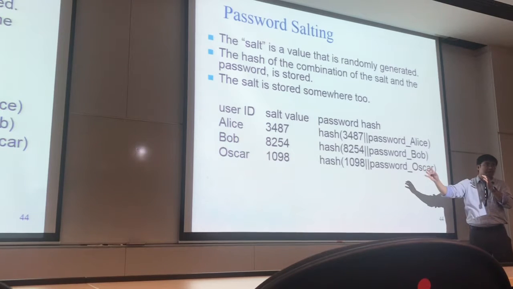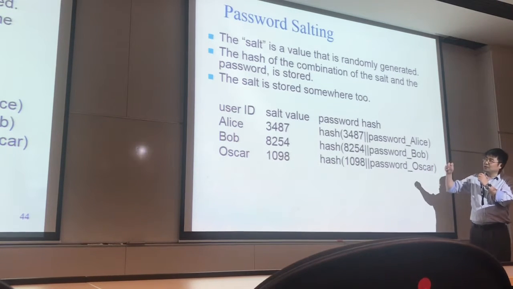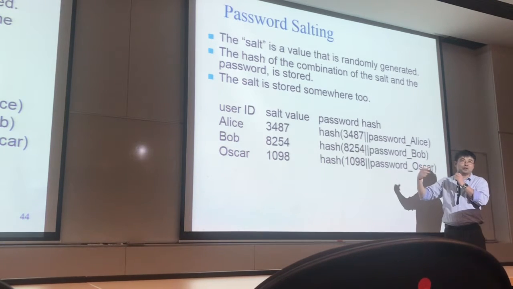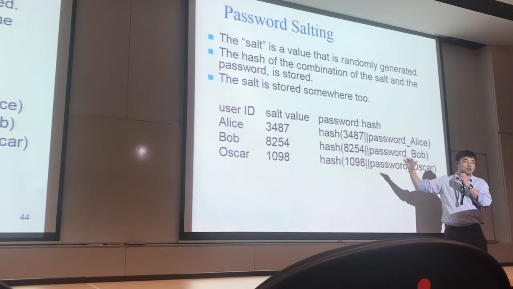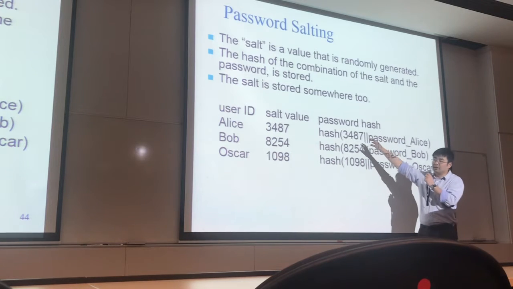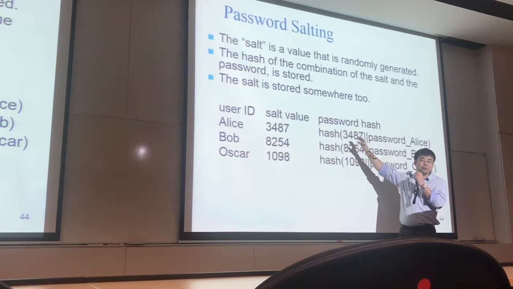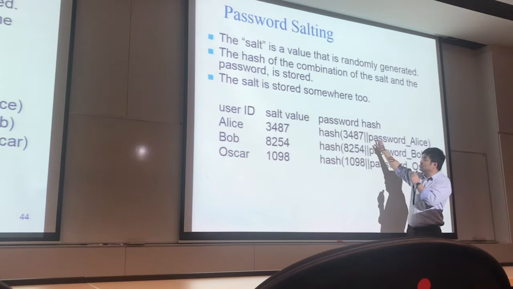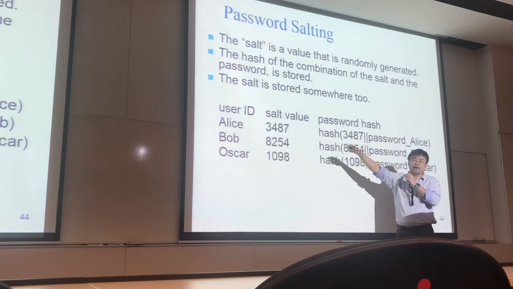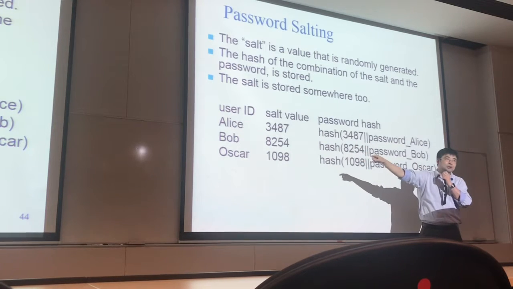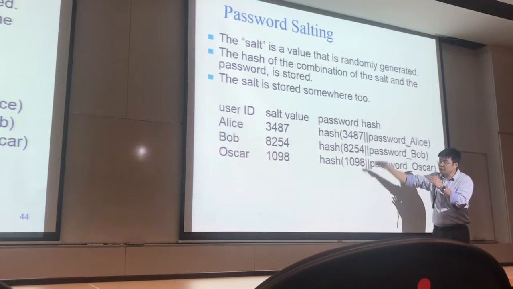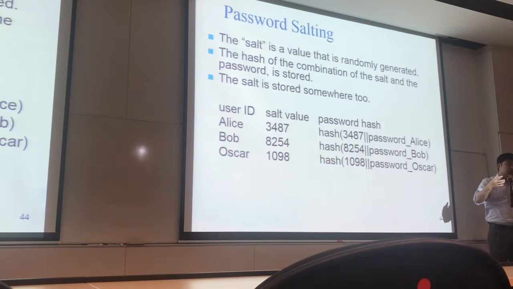But if you have salting, then every time you pick a password, you cannot just use one hash to compare against all the users. You need to hash one by one, because each user has a different salt value. You pick a potential password and concatenate it with this salt value to check Alice's password. You need to concatenate it with a different value to check against Bob's password, and so on. So if there are n users, you pick one password and you need to hash n times with different salt values to test one by one.